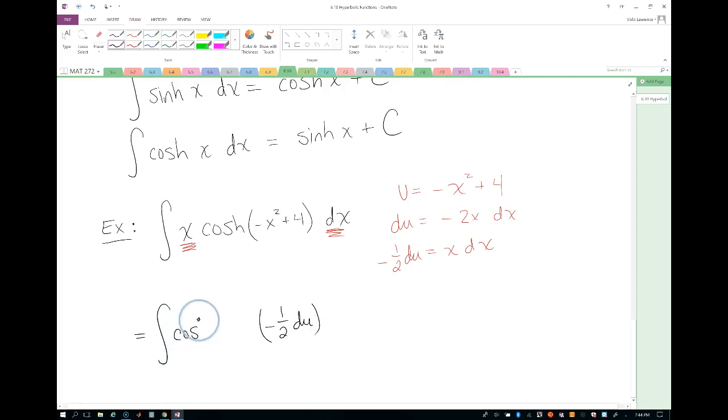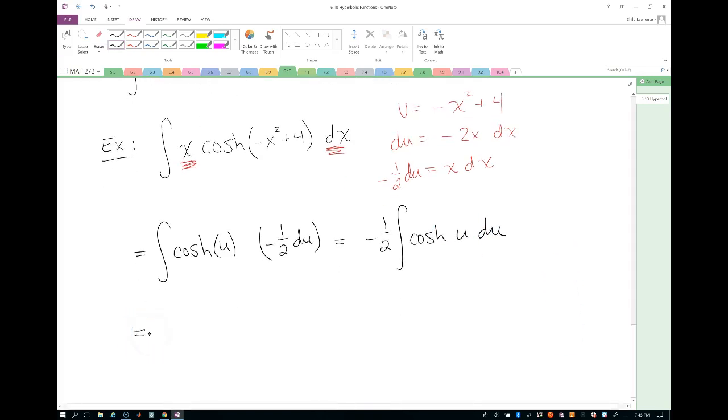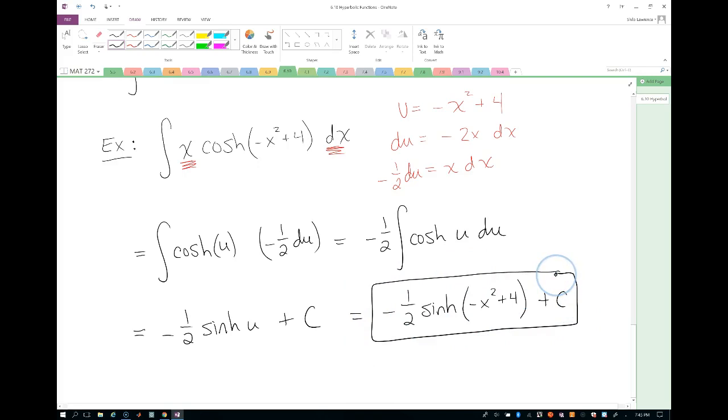We still have the hyperbolic cosine, but now it's just a u inside of it. That -1/2 is just a coefficient. Since it's multiplication, we can just pull it out front and forget about it until the end. And we're really just left with finding the antiderivative for hyperbolic cosine, which is hyperbolic sine. And then we just rewrite in terms of x. So none of our calculus has changed. We just have a few new functions to learn derivatives and antiderivatives for.